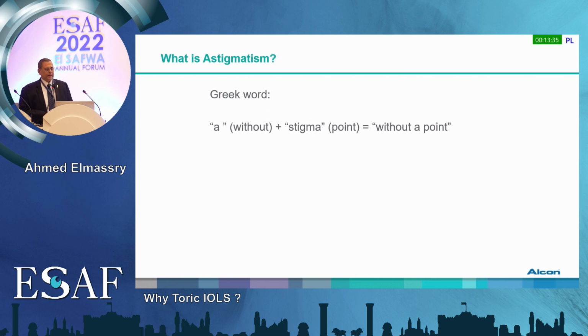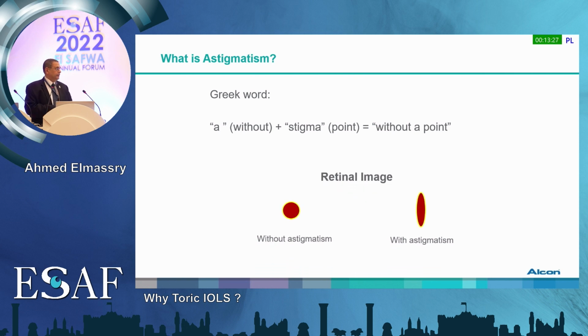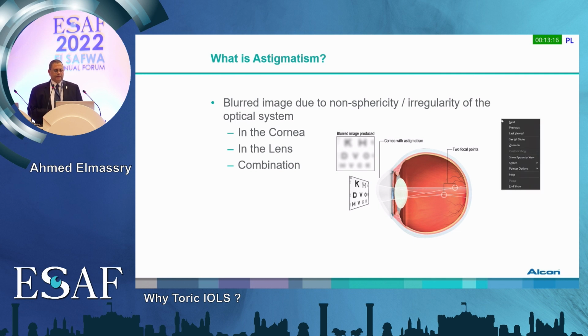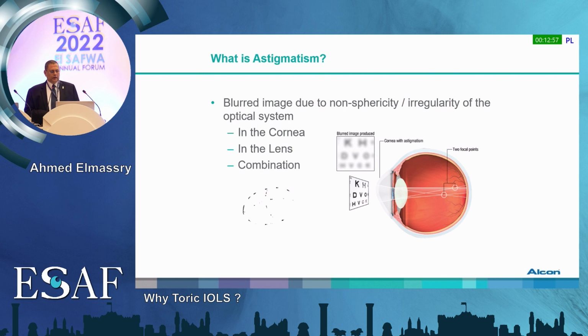Of course, all of us know that astigmatism means: A means no, and stigma means a point, so without a point, which is a Greek word. This represents the retinal image without astigmatism, and this is with the astigmatism, and simply it results in a blurred image due to non-sphericity or irregularity of the optical system, whether in the cornea or in the lens or both. And this is our main issue, to know whether the astigmatism is mainly in the cornea to be totally treated, or part of it is in the lens that could be avoided, and what's recently the role of the posterior surface of the cornea, and what's its relation to post-refractive surgery, and all these issues.